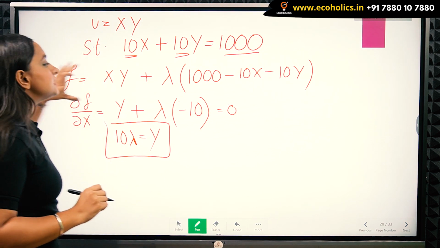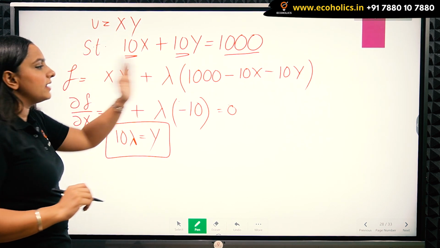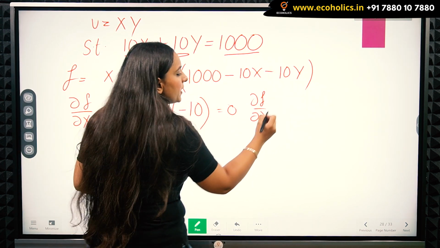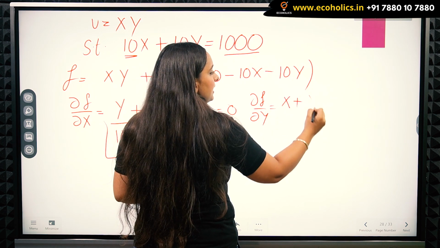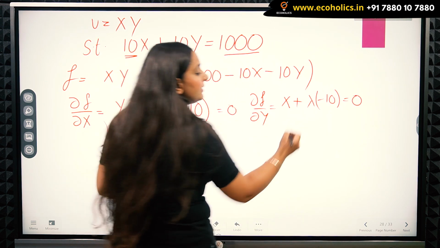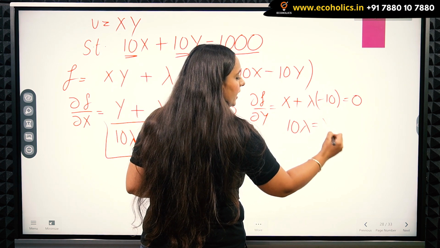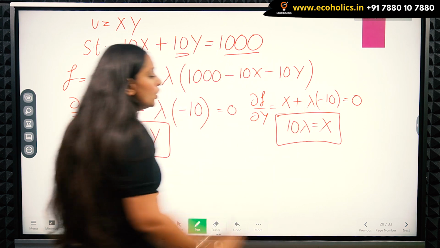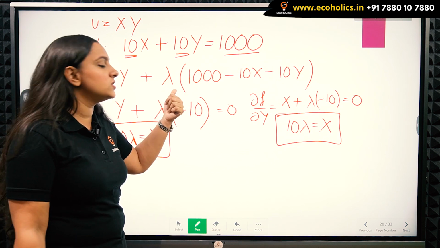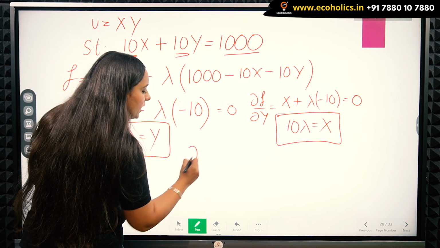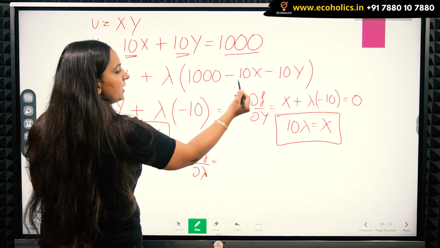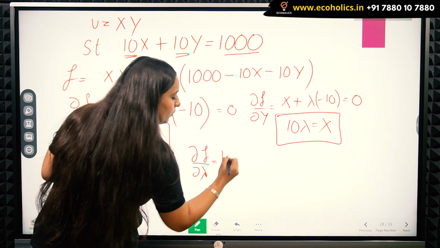If I differentiate this same Lagrange with respect to y, I will get another condition. Doing it with respect to y, I get x plus lambda times minus 10 equals 0. So from here, I get 10 lambda equals x. This is another condition. Then I differentiate with respect to the Lagrange multiplier lambda. If I do that, I get 1000 minus 10x minus 10y equals 0.